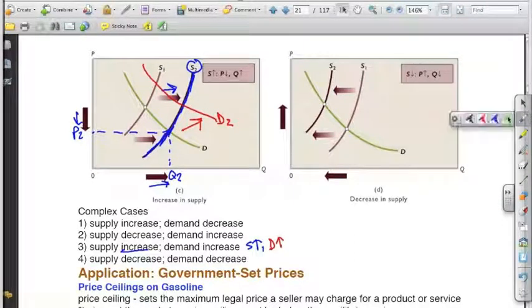And remember, to find our new equilibrium, we have to look at our new demand curve and our new supply curve. To find where they intersect, where they cross each other, come down here, find Q3. Once again, quantity increases. Come over here and find that price increases.